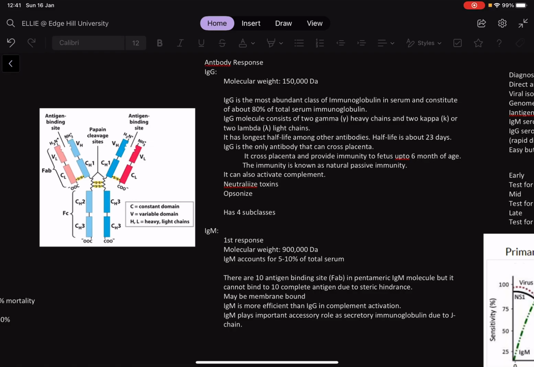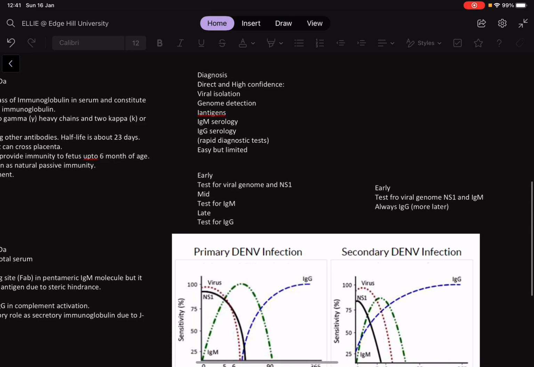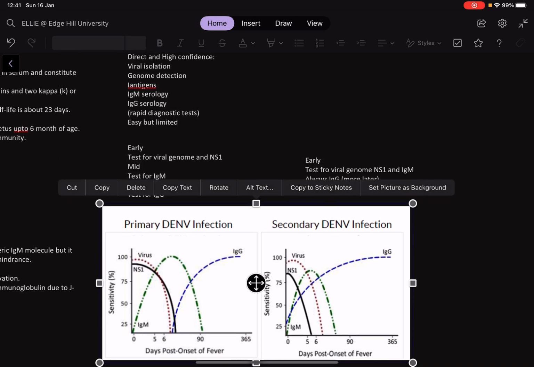There are quite a few different types of antibodies that we've mentioned in a past video. The most important ones for arboviruses, especially in their diagnosis, are IgG and IgM. The IgM and IgG response is really important. I'll talk you through these graphs: ignore the one on the right for a minute, and let's just focus on this one.